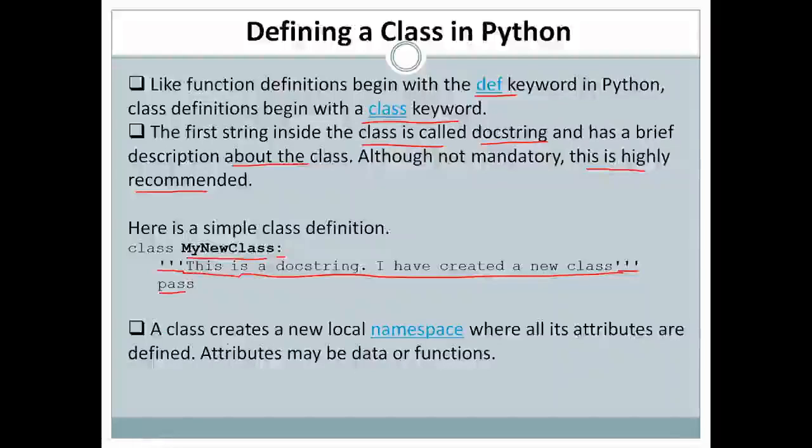A class creates a new local namespace where all its attributes are defined. Attributes may be data or functions. Remember, whenever I define a class, this class may include data attributes, that is the variables, and functions, that is methods.